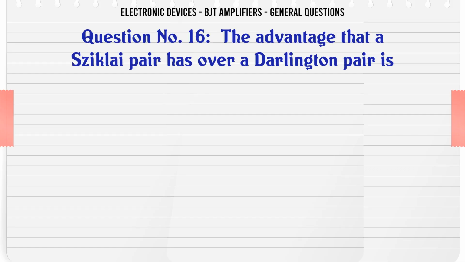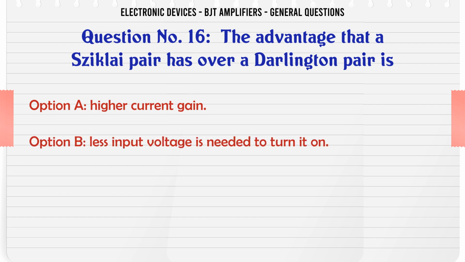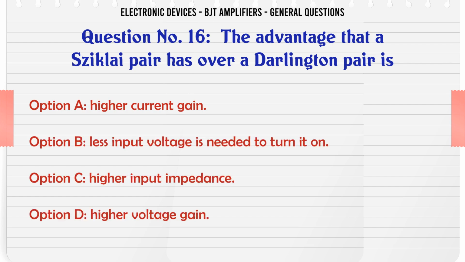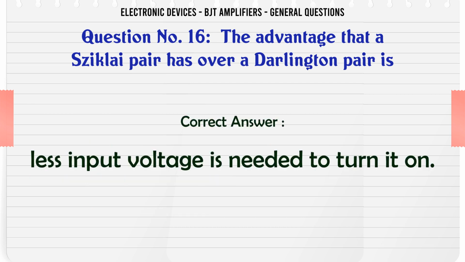The advantage that a Sziklai pair has over a Darlington pair is A. Higher current gain. B. Less input voltage is needed to turn it on. C. Higher input impedance. D. Higher voltage gain. The correct answer is less input voltage is needed to turn it on.